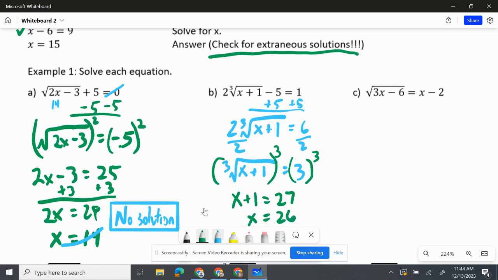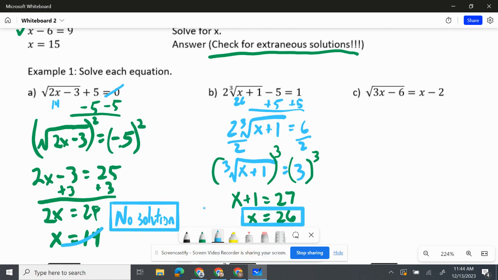Now, once again, what I want to do is plug it in. So if I plug in a 26, 26 plus 1 is 27. The cube root of 27 is 3. 3 times 2 is 6. 6 minus 5 is 1. So this one actually works.